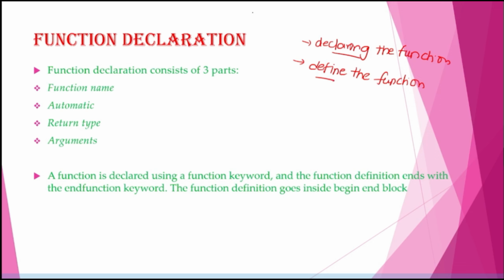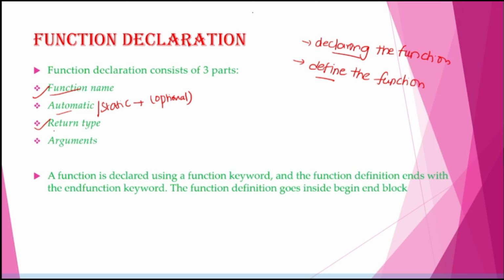First, to declare the function, these are the important parts. One is the function name. Then you can write whether this is an automatic function or a static function. You will see later what automatic and static are, but this declaration is optional. You can declare it as automatic or static, or you can just leave it. Then the function name, and then the return type, like what it is going to return.